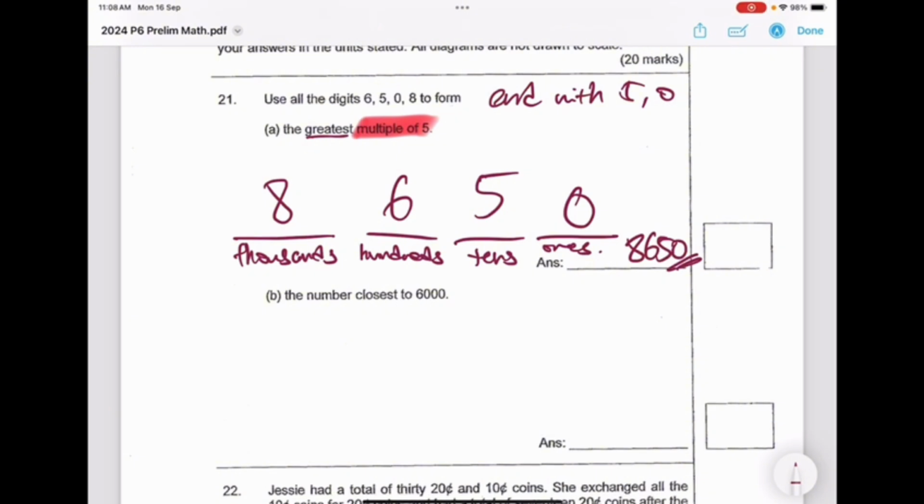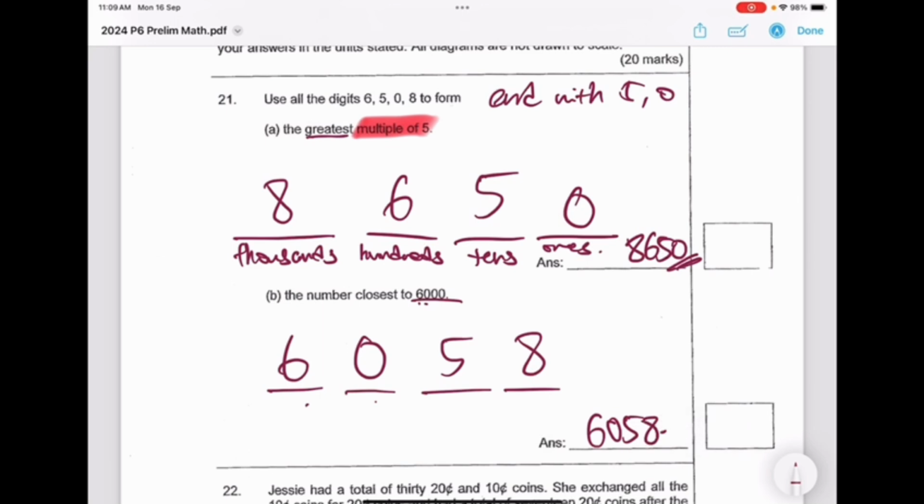Moving on to part B, the question wants us to form the number closest to 6,000. So definitely what I want to do is to start with 6. Having a 4-digit number, I want to start with 6. And if I were to put any big numbers over here, it will actually be further away from 6,000. So I want to keep it as close as possible by putting 0. You realize that 6,000 starts with 6 and 0 as well. And then from there, what I want to do is to put the smallest number first, followed by the biggest number. So it will be 6,058. And this is your answer for part B.